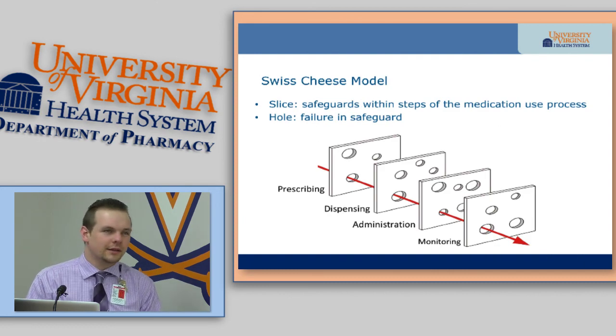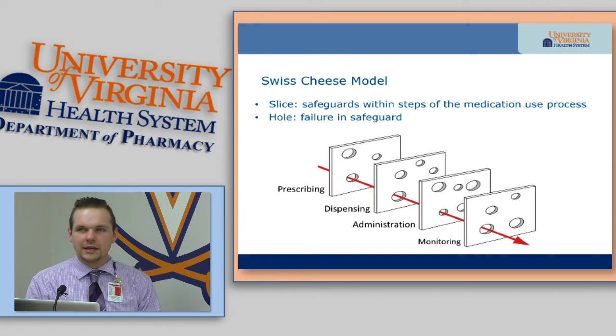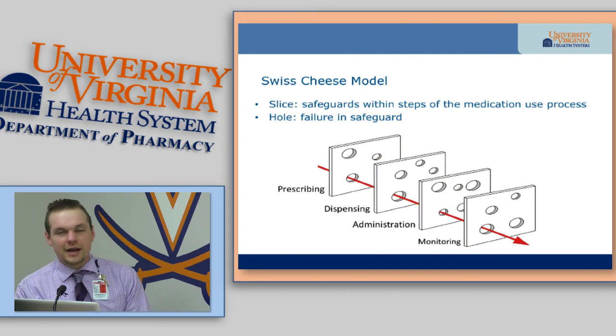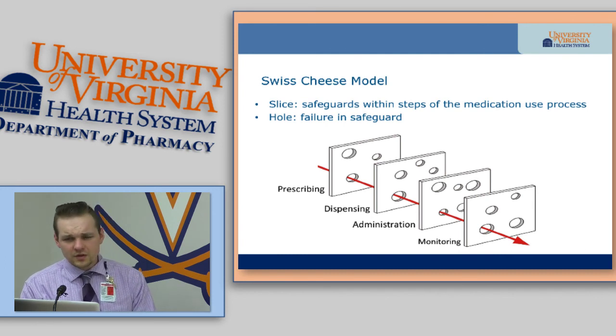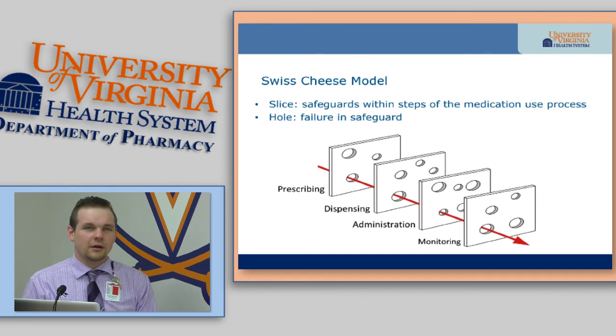Integral in any discussion of patient safety and medication errors is orientation to what's called the Swiss cheese model. I believe by the diagram that I provided, it's pretty clear why it's called the Swiss cheese model. So essentially you have parallel slices of cheese. Each is a safeguard in the system. Each is a safeguard within the medication use process, representing prescribing, dispensing, administration.